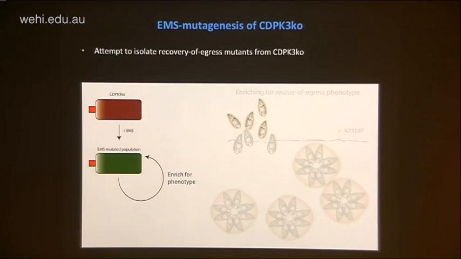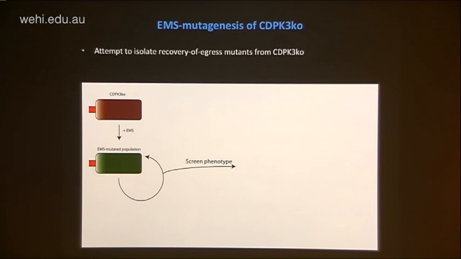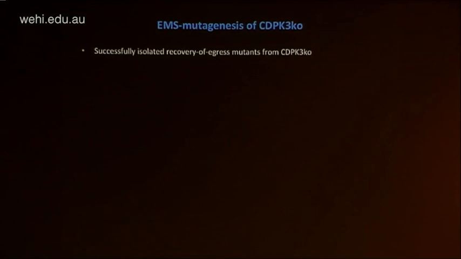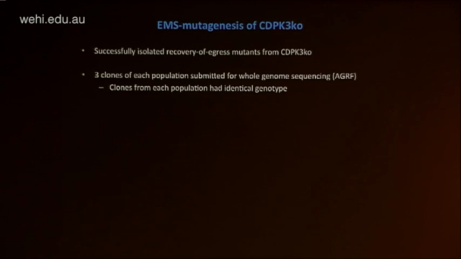And after about 2 months of trying this on 10 different populations, we saw that for two of those 10 populations, comparing wild-type parasites to knockout parasites to these mutant parasites, we actually had 2 different populations which both produced clonal parasites which showed some rescue of egress. And these are the populations, population 7 and population 10. Now these are just 2 clones from each population. So this is really exciting, obviously, that we'd been able to perform this really speculative mutagenesis study. So we isolated 3 clones from each population and submitted them for whole genome sequencing at the AGRF.